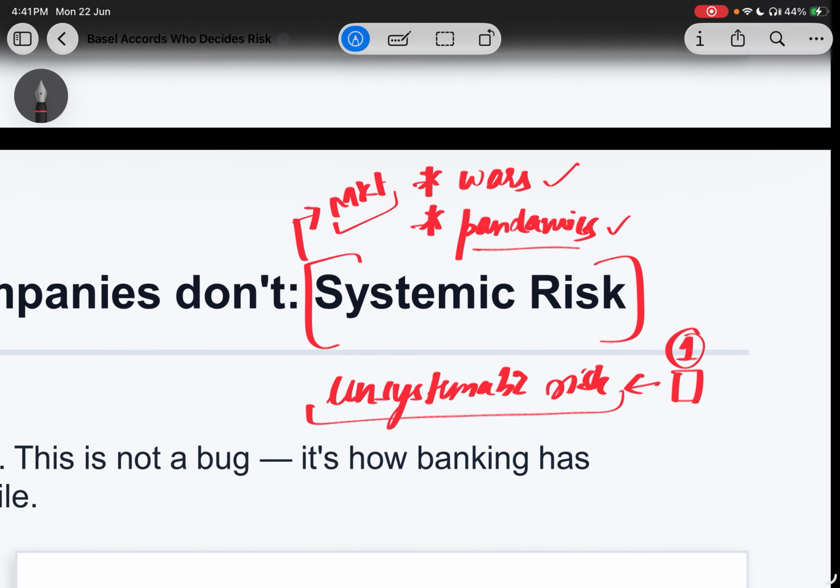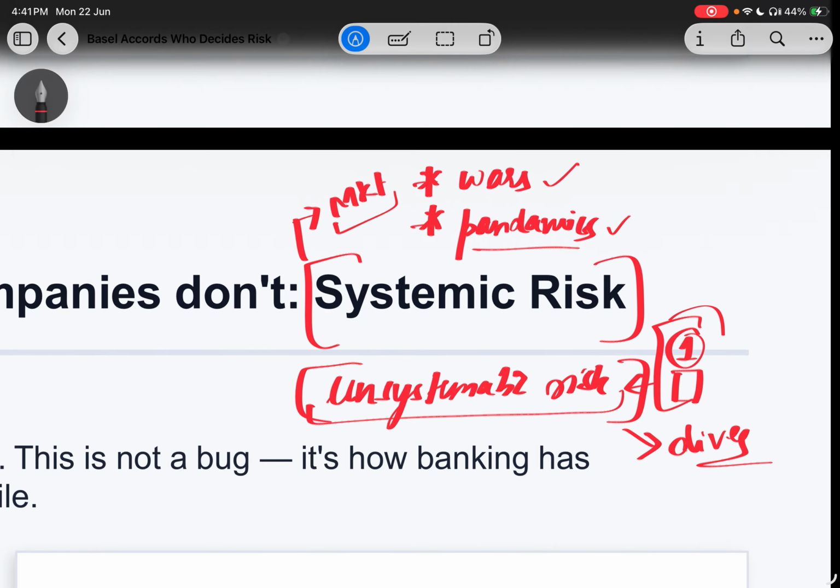When there is a war, when there is a pandemic, the entire market is struggling. But due to unsystematic risk, only that particular associated company would eventually struggle. Right? Is that clear? So this unsystematic risk is something that you can diversify. Right? You can easily diversify it.